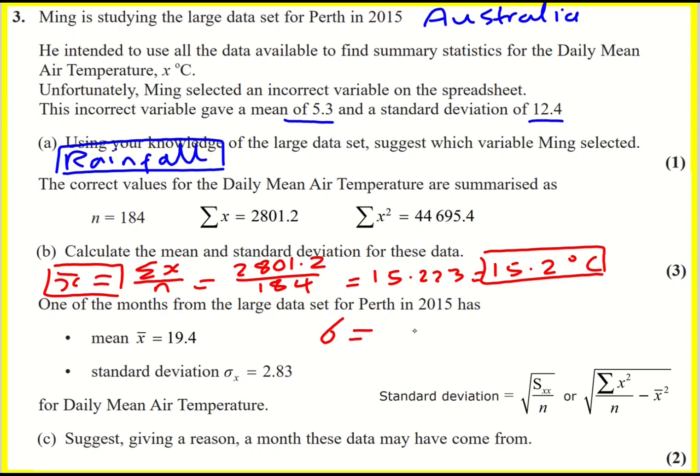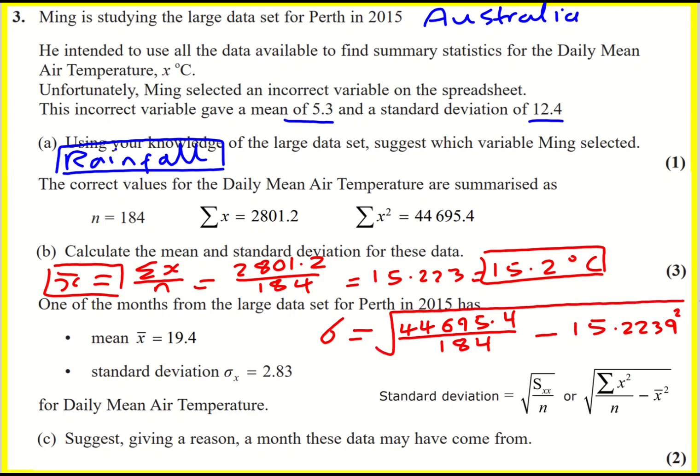So sigma is going to equal 44695.4 over 184 minus, now let's use the non-rounded version, 15.2239 squared. Okay, and again, calculate that and you should get 3.3380, which will round to 3.34. And again, it's in degrees Celsius.